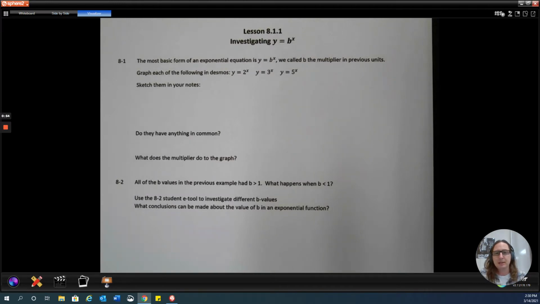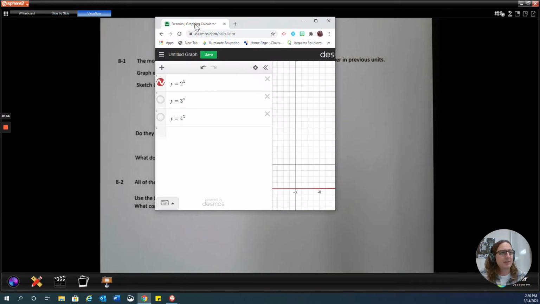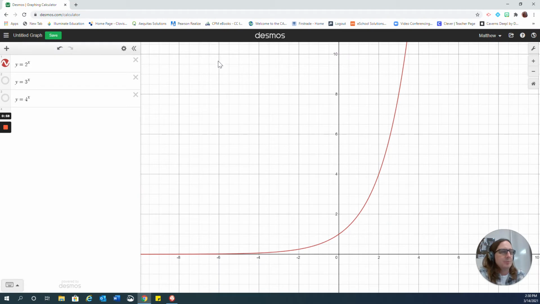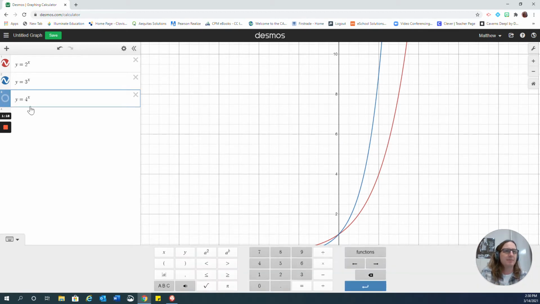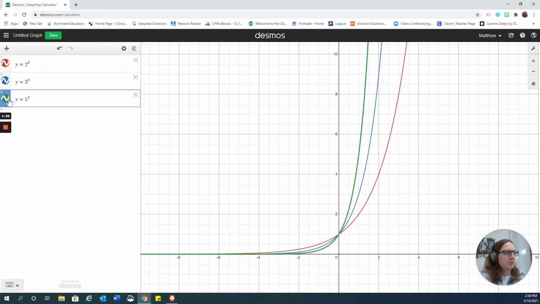So let's go ahead and take a look at this. So here I've got Desmos. So here's my first one in red. This is y equals 2 to the x power. Now if I did 3 to the x, here's the graph of that. They look similar. They're both curves. But it looks like the blue one gets a little bit steeper. So that's 3 to the x. The next one's supposed to be 5 to the x, not 4. Let's change that. All right, so let's do 5 to the x next. So here's my green one that's 5 to the x.